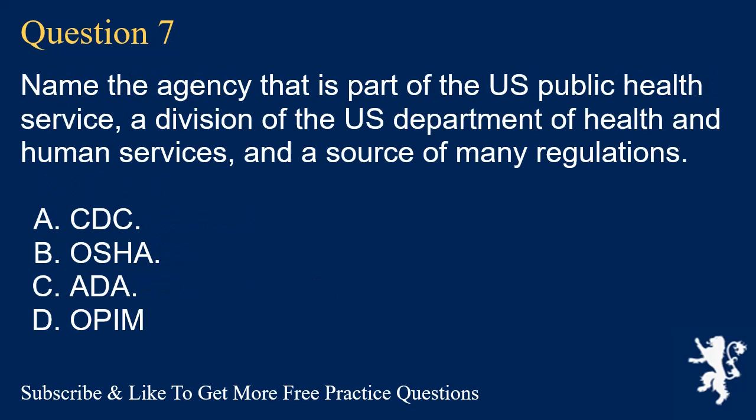Question 7. Name the agency that is part of the U.S. Public Health Service, a division of the U.S. Department of Health and Human Services, and a source of many regulations. A. CDC. B. OSHA. C. ADA. D. APIM. Answer, A. CDC.